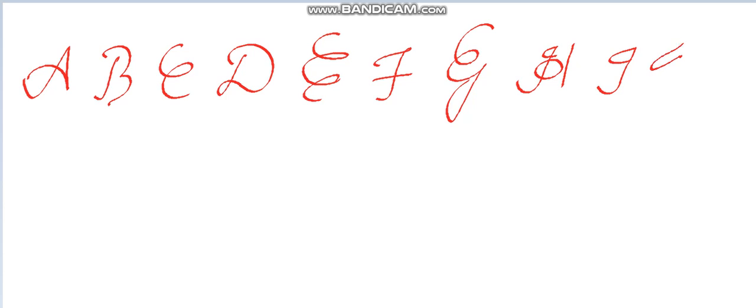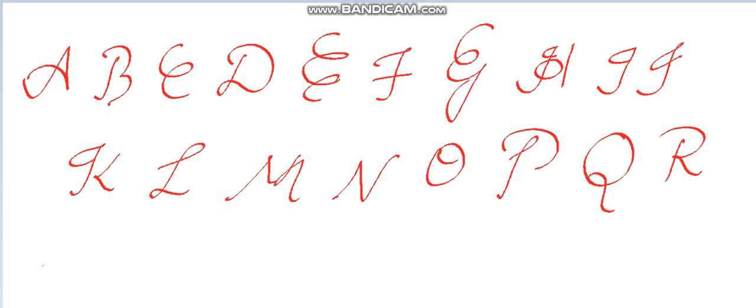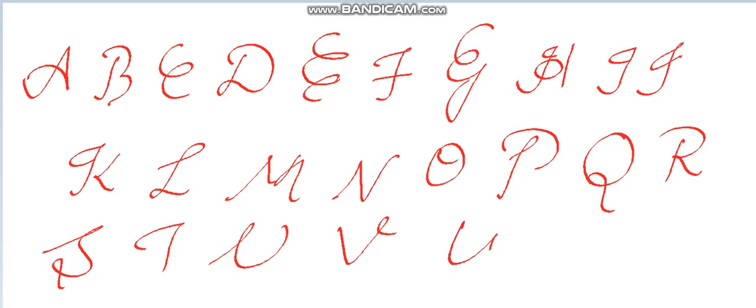See now. So this is A, this is B, this is C, this is D, this is E, this is F, this is G, this is H, this is I, this is J, this is K, this is L, this is M, this is N, this is O, this is P, this is Q, this is R, S, T, U, V, W, X, this is small x, right? Okay, so X, Y, and we need Z, right? Z, see this is Z.